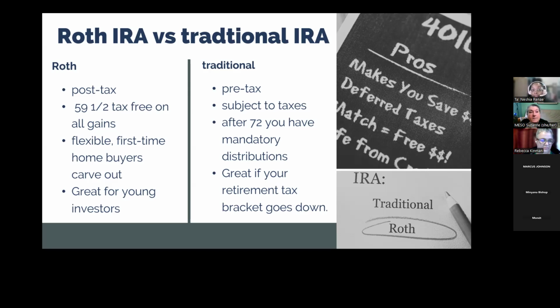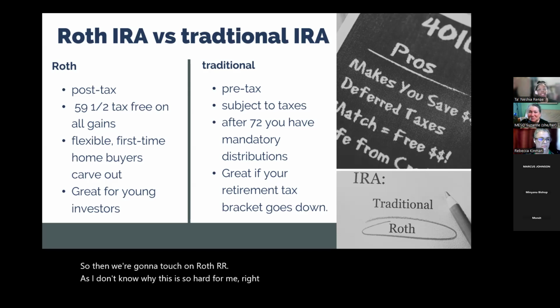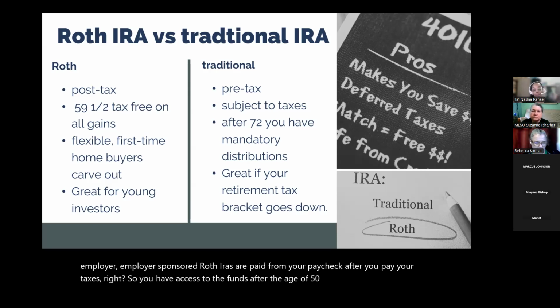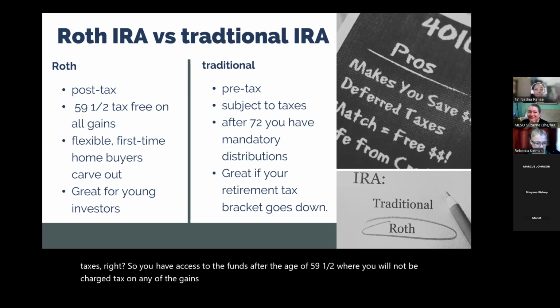So then we're going to touch on Roth IRAs and then traditional IRAs. The employer sponsored Roth IRAs are paid from your paycheck after you pay your taxes, right? So you have access to the funds after the age of 59 and a half, where you will not be charged tax on any of the gains. The Roth IRA can be used before 59 and a half with no penalties, but you will have to pay taxes on the gains.